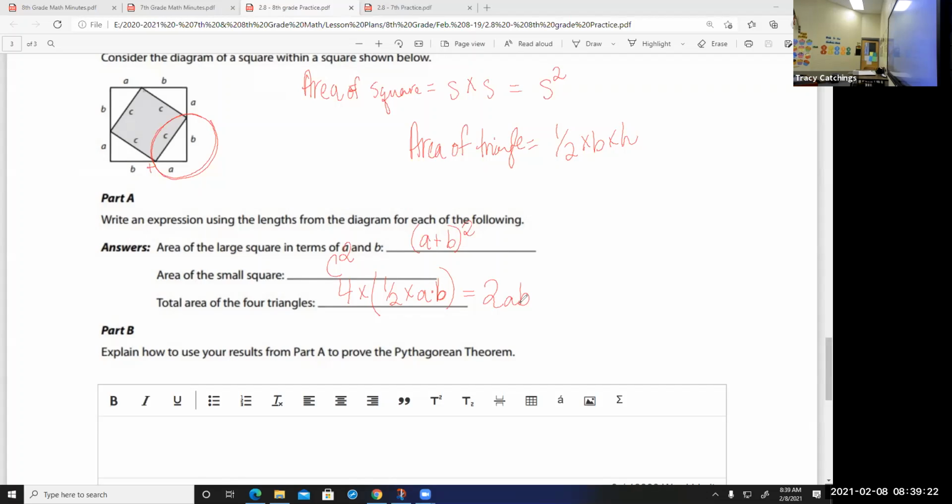All right, part B asks, explain how to use your results from part A to prove the Pythagorean theorem. What can we use from A to prove the Pythagorean theorem? So then that's where I ask myself, what is the Pythagorean theorem and what parts represent the Pythagorean theorem in this problem?